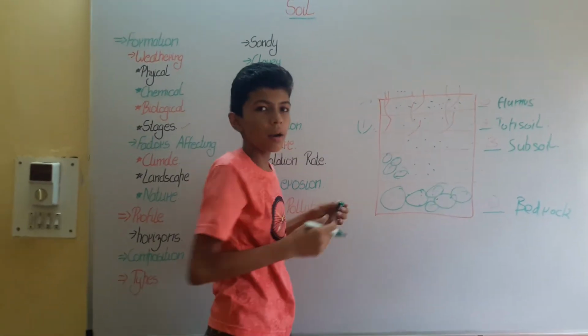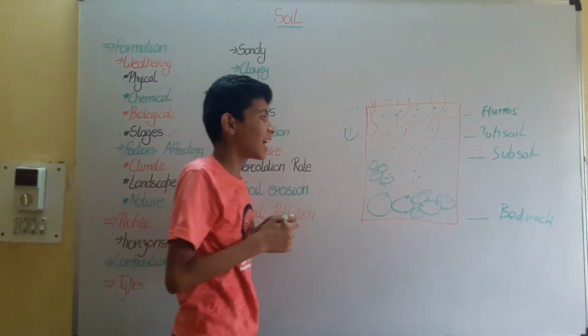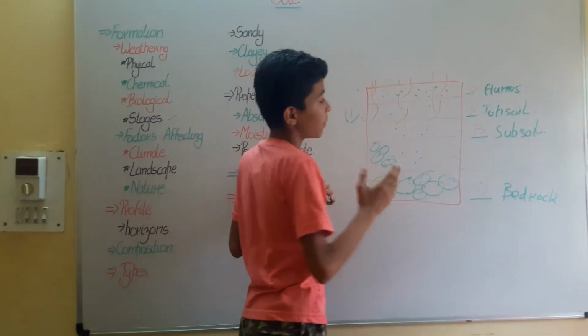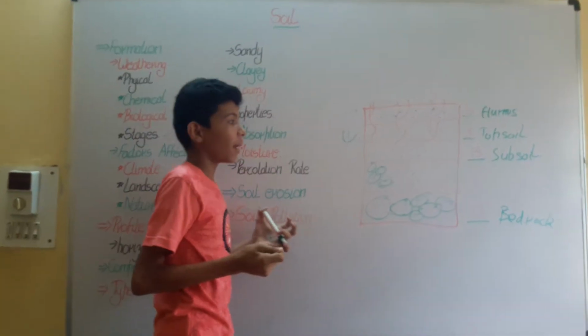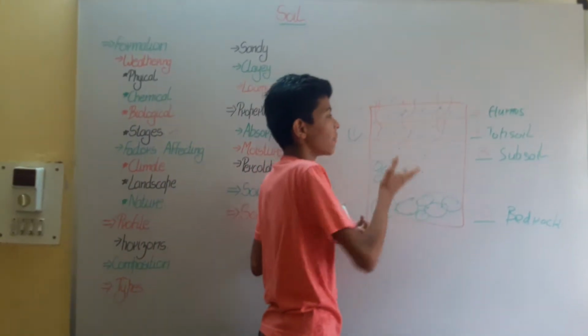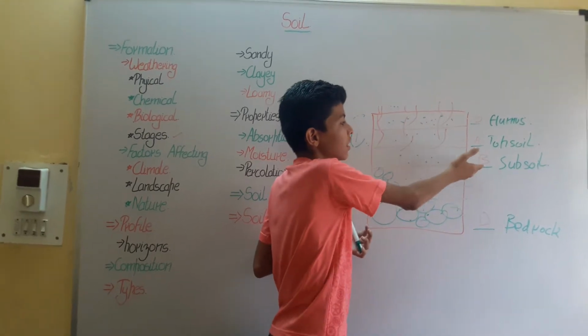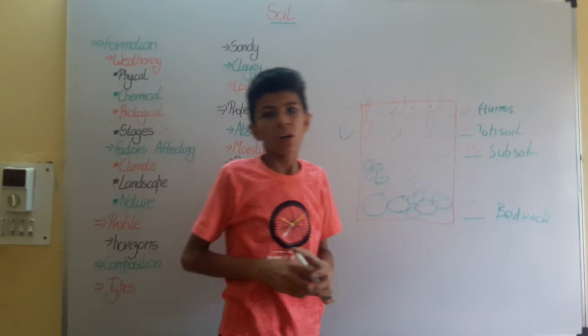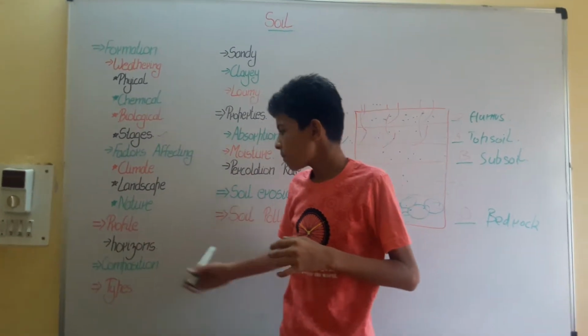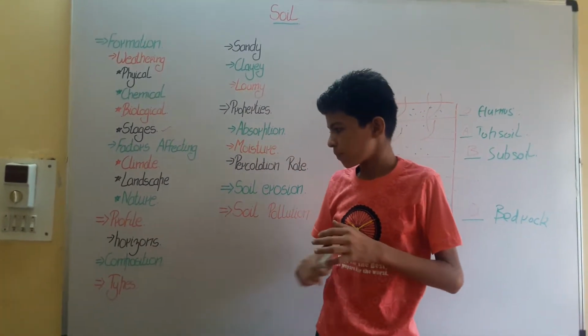So you can see here, no plants and animals live in the C and D horizons. Some very few plants, animals and insects live in the B horizon, which is the subsoil. So let's move to the composition.